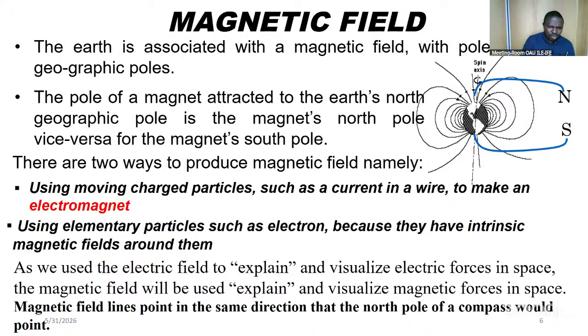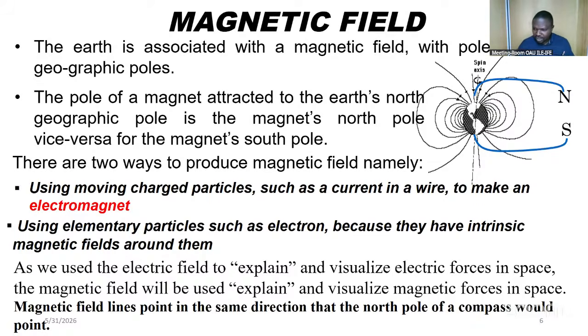Also, we can produce a magnetic field when we use elementary particles such as electrons, because they have an intrinsic magnetic field around them. As we use the electric field to explain and visualize electric force in space, the magnetic field will be used to explain and visualize magnetic force. We want to know how we can determine the magnetic force in space. So in conclusion, we can say magnetic field lines point in the same direction that the North Pole of a compass would point.